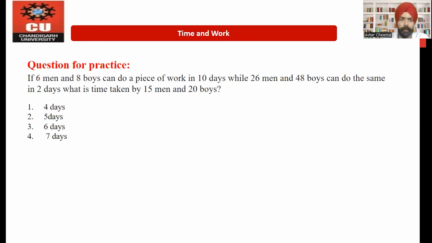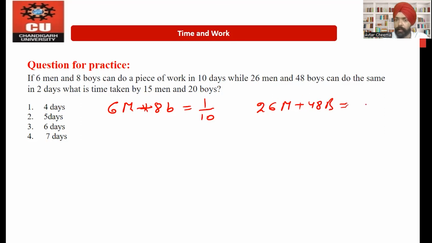Now, if 6 men, 8 boys can do a piece of work in 10 days, while 26 men and 48 boys can do the same work in 2 days, what is the time taken by 15 men and 20 boys? So 6 men plus 8 boys can do the work in 10 days, means daily they are completing 1/10 of the work. On the other side, 26 men plus 48 boys completing the work in 2 days. Daily they are completing half of the work.